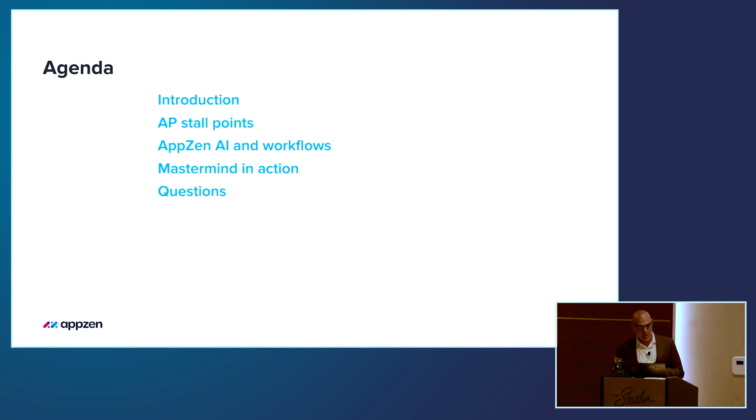Next point on the agenda, we're going to talk about different AP stall points, whether they're related to accounting or related to exceptions. We're going to then go into how we can help you build workflows around those exceptions to increase autonomous processing. We're going to focus specifically on some Mastermind apps in action and how they can work for you. And then we'll save some time at the very end for questions.